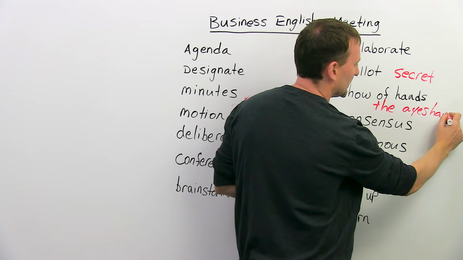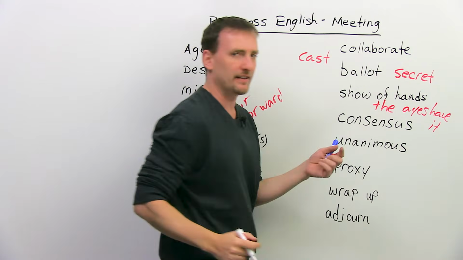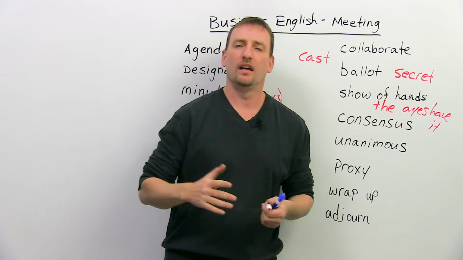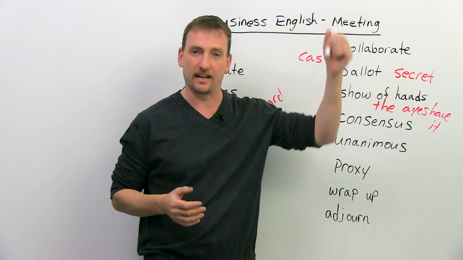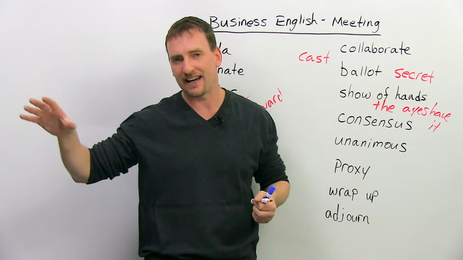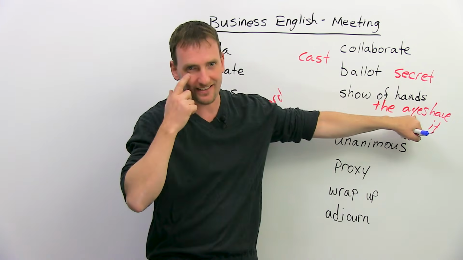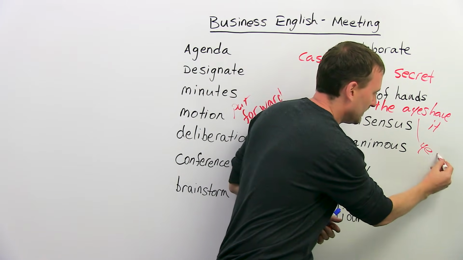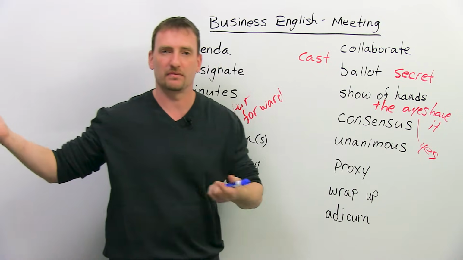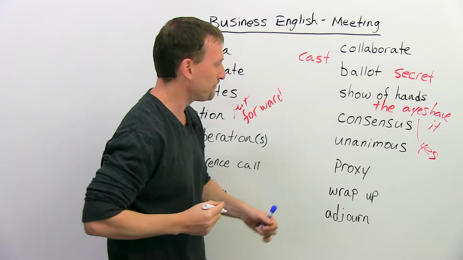Another way to vote is: All in favor say aye, aye. All against say nay, nay. More people say yes. The ayes, not these eyes, the ayes, this means yes. The ayes have it, means the yes side wins, okay?